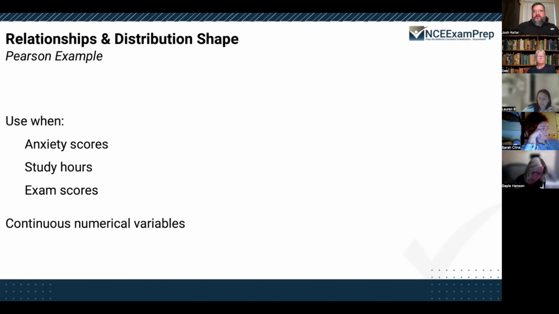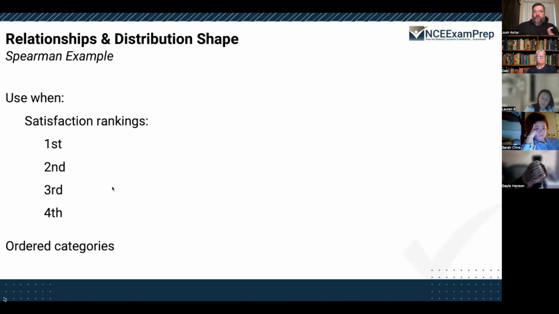With Pearson R, we're going to use this with anxiety scores, study scores, exam scores, because they're interval numbers. There's a continuous numerical variable. Between each score, there's a very precise number in between them that can be calculated. Whereas with the Spearman rho, we're looking at ordered categories like first, second, and third. If we're thinking about this in terms of a race, how far is the second place contestant from the first place contestant? Do we know?